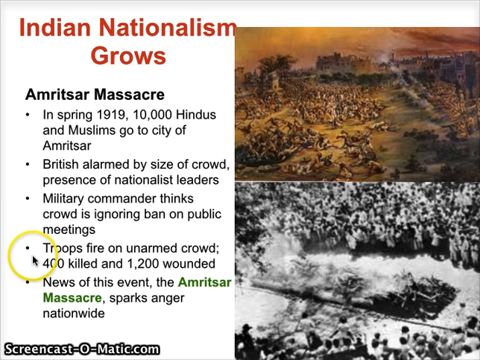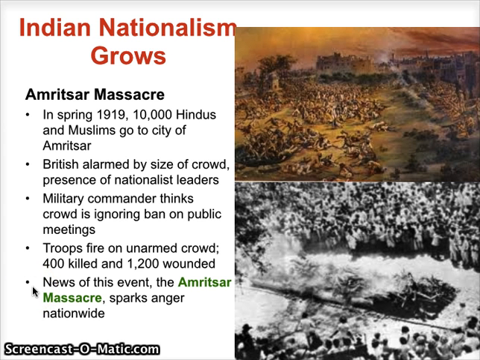Now, to be clear, the Hindus and Muslims who were gathering, they were not being violent. They were just protesting and demonstrating against the British. But the British troops, they end up firing on this unarmed crowd of 10,000 people. The firing only lasts for 10 minutes, but we have 400 people killed and over 1,200 people wounded at this sort of massacre. The British, they were not very smart when they did this.